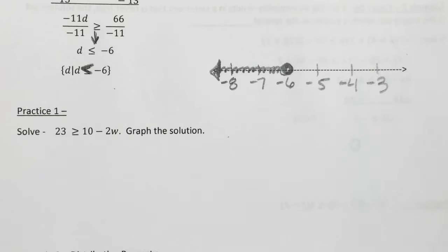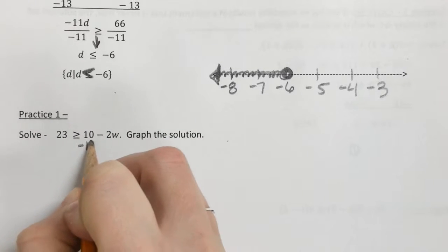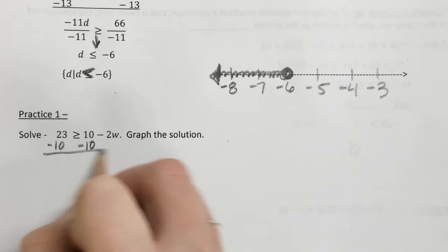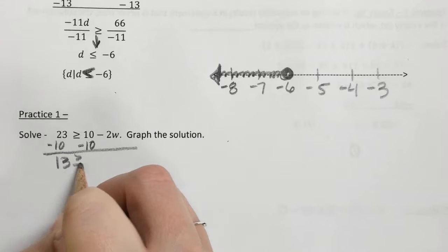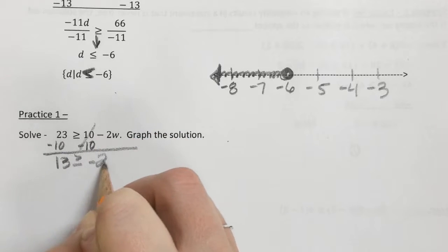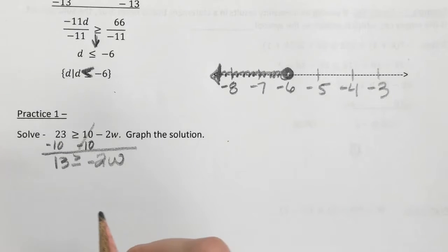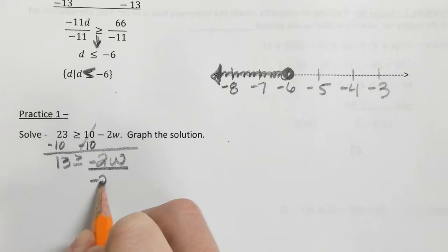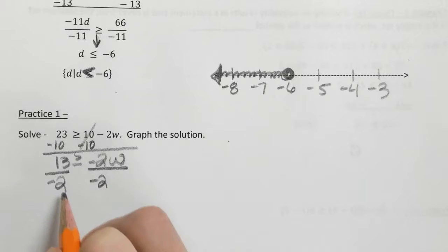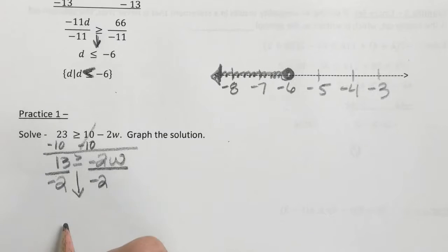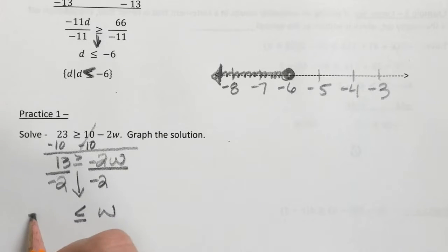Kate, what do I do first? Subtract 10 from 22. Good. So we have 13 is greater than or equal to negative 2w. Catherine, what do I do next? Yeah, divide. So because I was dividing by a negative, I switched this sign to less than or equal to. I got negative 6.5 is less than or equal to w.